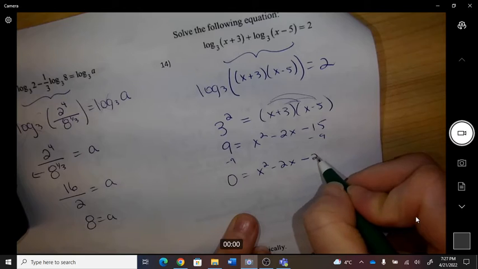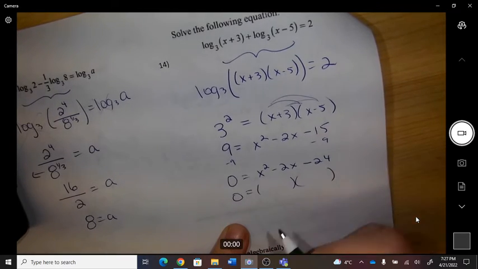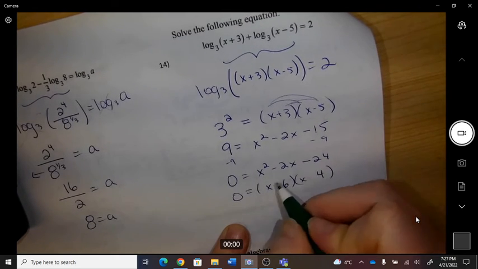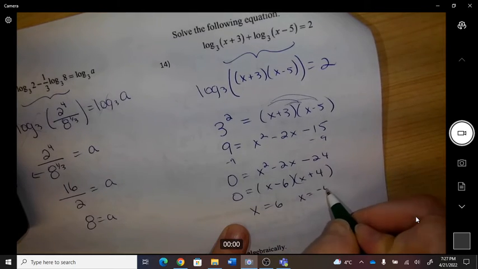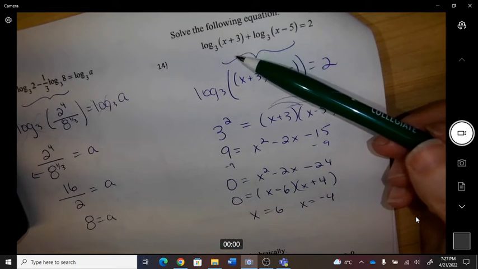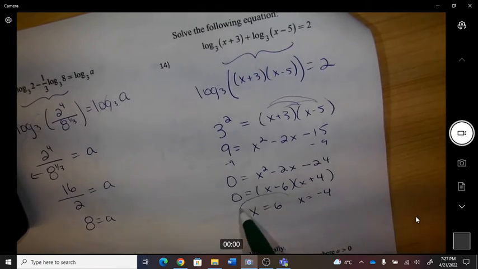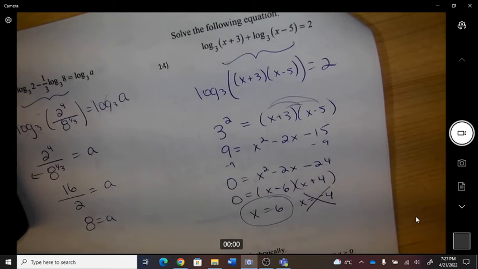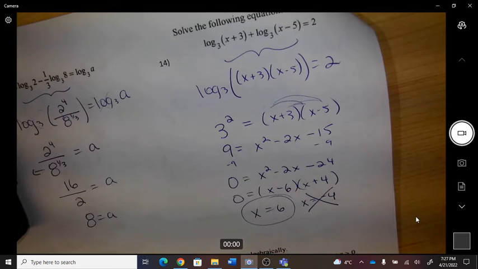So minus 24. When I factor or try to factor, I think what multiplies to the 24, so 6 times 4, so x equals 6 or negative 4. If I plug them in, do they stay positive? 6 plus 3 positive, 6 minus 5 positive, negative 4 plus 3, nope, not positive. So 6 is the answer.